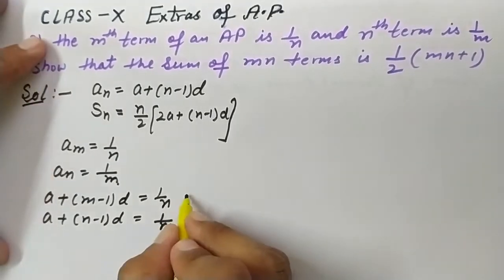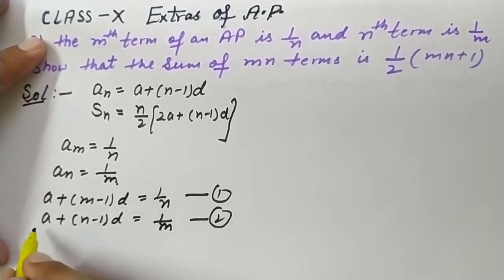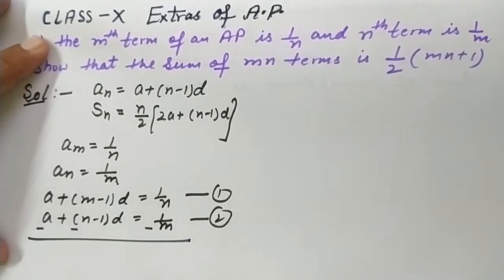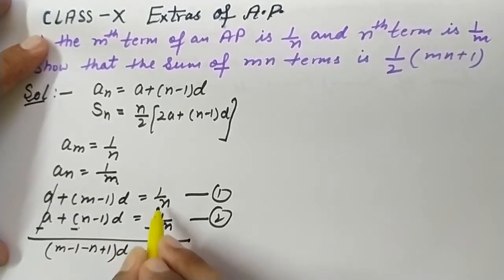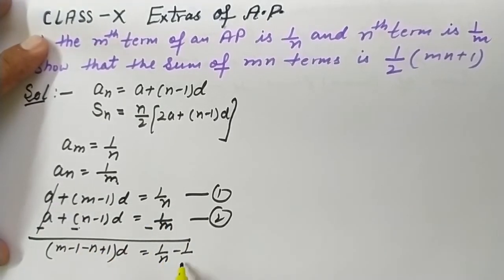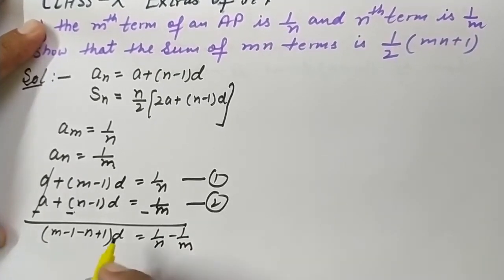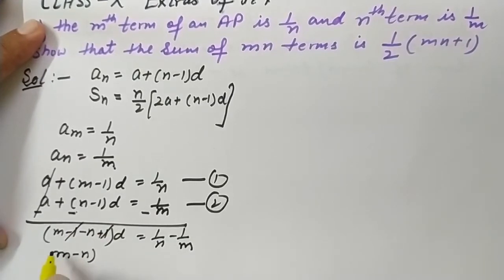If I subtract equation 2 from equation 1, we get a minus sign, because signs change when we are doing subtraction. So a and a cancel. If d is taken common, what is left inside? m minus 1, and here minus n, minus minus is plus 1, and here 1 by n minus 1 by m is left. Here minus 1 plus 1 cancels. What is left? m minus n into d.